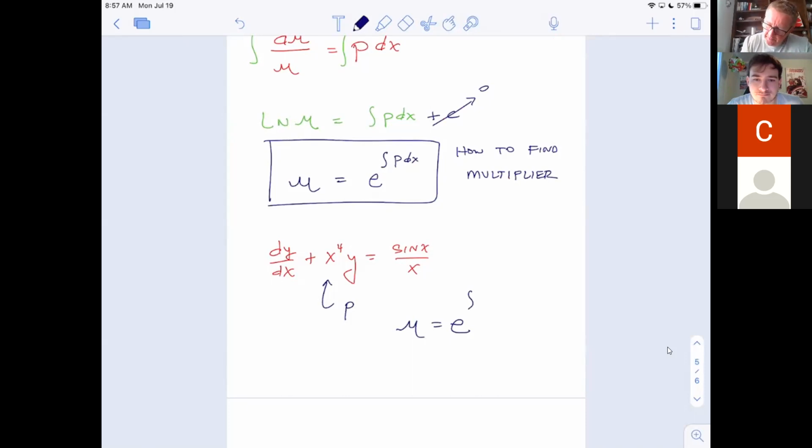So I need to take the integral of x to the 4th with respect to x. Well, fortunately, that's not a terrible integral to take. So the integral of x to the 4th is 1/5 x to the 5th. So I'd have to multiply both sides by e to the 1/5 x to the 5th power. That's my multiplier. That's what mu is, multiplier. And by the way, that's probably why they picked mu, m for multiplier.